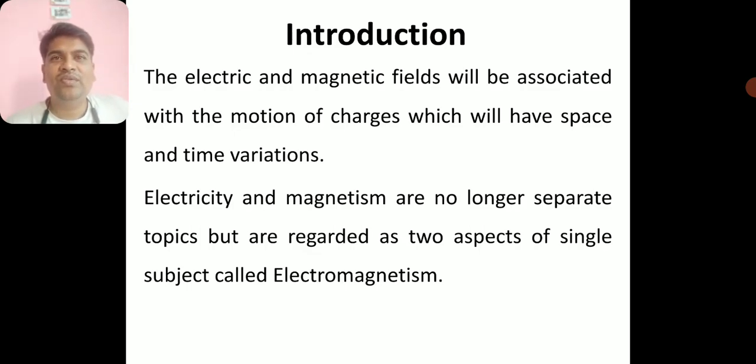Now you can say that light is an electromagnetic wave. Electricity and magnetism are no longer separate topics. They are regarded as two aspects of a single subject, which is called electromagnetism. Now we have only one subject, electromagnetism, and the two different aspects in electromagnetism are electricity and magnetism.